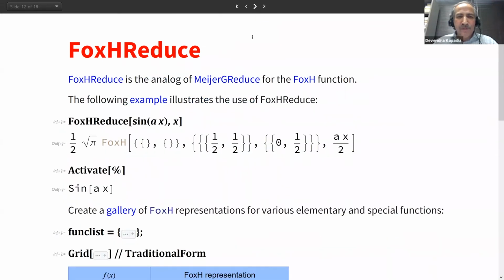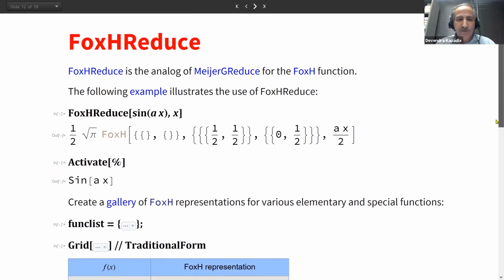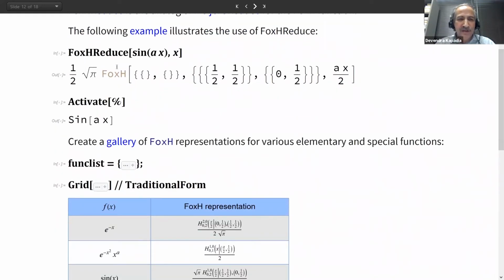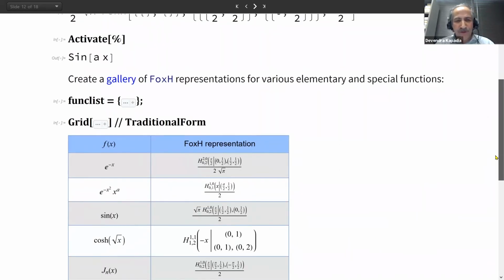Okay, going on to special functions, we had FoxH in 12.3, and FoxH is a huge function, includes lots of special functions in it. And the question is, can we find out how each function relates to FoxH? So what FoxHReduce does is it reduces any function which it can to a FoxH expression. So here's the inactive FoxH, which you get back. You activate it and you get back the original function, sine in this case. And it works on a huge number of cases.